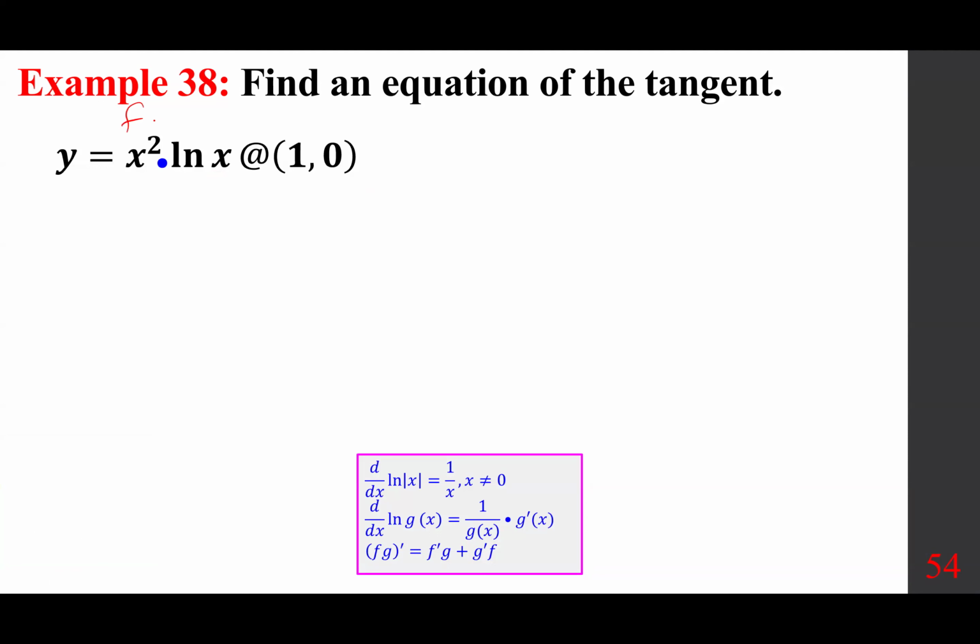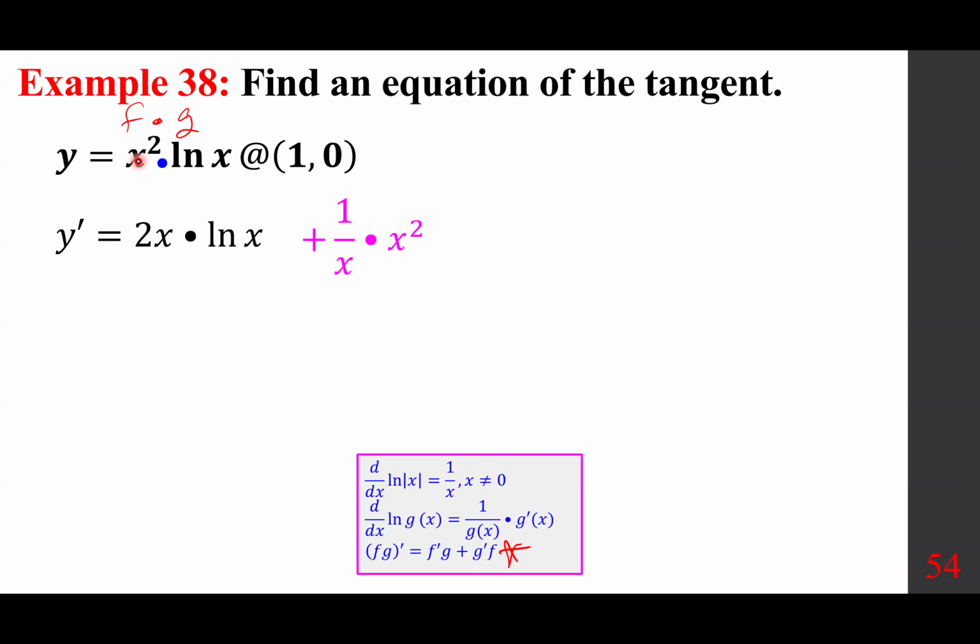we're going to write f times g, and we are going to use the product rule. So y prime is f prime g plus g prime f. So f prime g, the derivative of x squared is 2x times ln x, plus g prime f, the derivative of ln x is 1 over x times x squared. This is, again, the extent of calculus. Believe it or not, we are done with calculus.